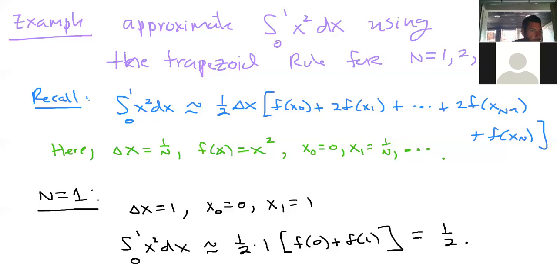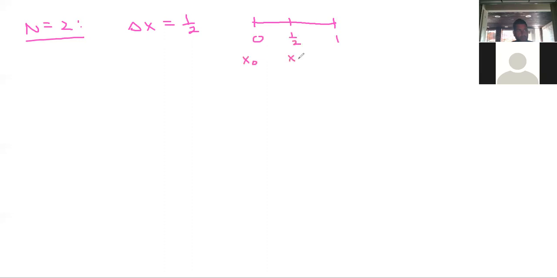Okay, so let's do the next case. We'll switch colors. The next one is when n equals 2. When n equals 2, your delta x is 1/2. It might be useful if you want to see your interval. If you want to use two guys, how do you break your interval up? It's 0, 1/2, 1. This is x sub 0, this is x sub 1, this is x sub 2. That might be helpful as well.